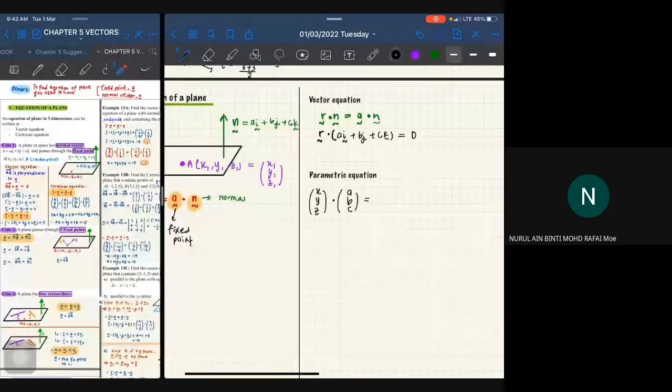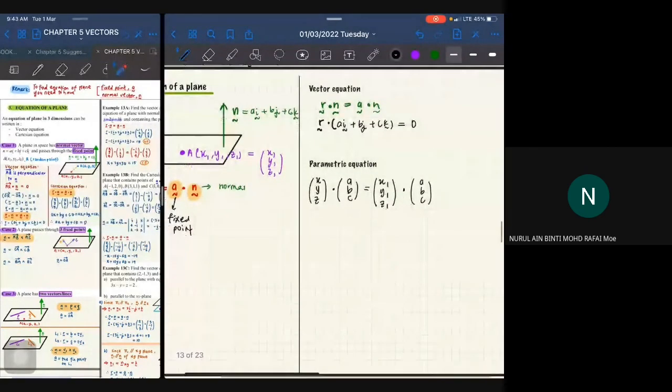Okay, so masukkan saja this one dekat sini. So you will get X1, Y1, Z1. Okay, and then dotkan dia dengan kita punya normal. So normal kita adalah A, B and also C. Okay, settle.